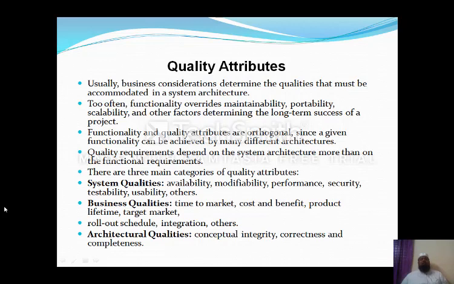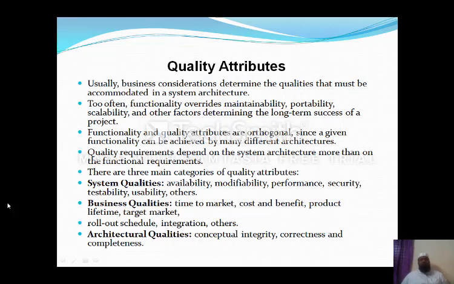Business considerations determine the qualities that must be accommodated in system architecture. Too often, functionality overrides maintainability, portability, scalability, and other factors determining the long-term success of the project. Functionality and quality attributes are orthogonal, that is, independent of one another. Since a given functionality can be achieved by many different architectures, quality requirements depend on the system architecture more than on the functional requirements. There are three main categories of quality attributes: system qualities, business qualities, and architectural qualities.